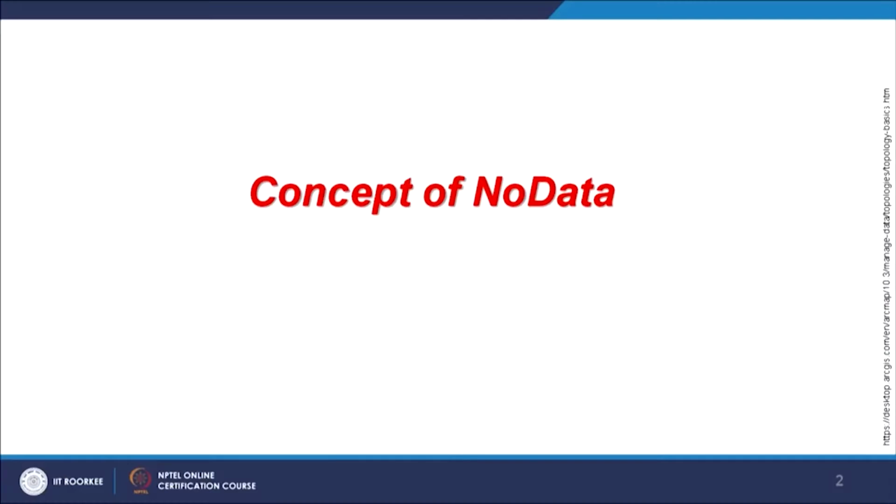In this demonstration we will look at the concept of no data, which we have already discussed a few classes back, and we will see practically what no data means and how it is handled by the software. The second thing we will demonstrate is different map projections. I will try to use two software packages to show how they handle map projections, but concept-wise it is the same as we discussed in the theory part.